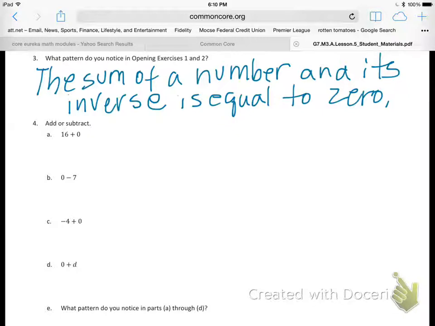Let's go ahead and do 4 and 5, and then we'll talk about it.